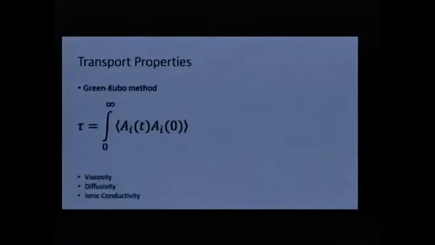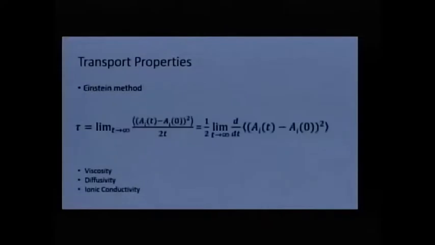So the integration of the ACF, we call this the Green-Kubo methodology, and with it we can get viscosity, diffusivity, and ionic conductivity. And another method is the Einstein method. In the Einstein method, we use the derivative method. So we do linear fitting in the displacement of the property that we want. And we can also get viscosity, diffusivity, and ionic conductivity.